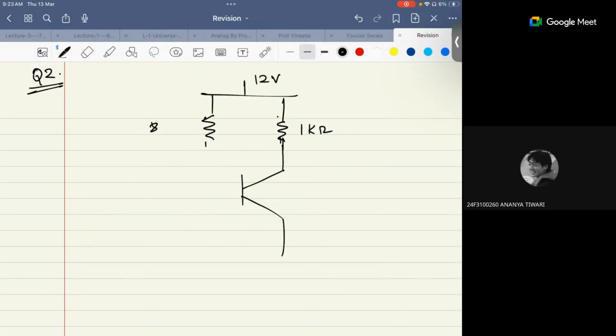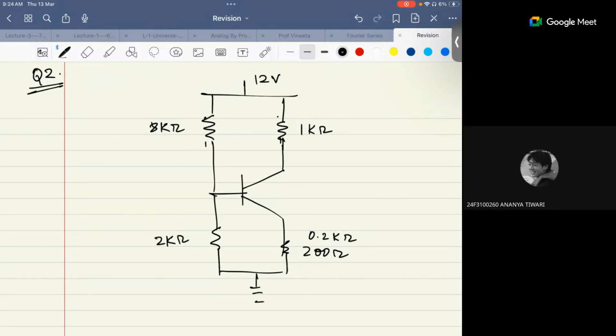So in the exam also it will be in kilo ohm, and you don't have to worry about that. Let's say I'm writing 200 ohm. You always write it as 0.2 kilo ohm. In the equation, just write 0.2; don't worry about kilo ohm or ohm. All the resistance must be in kilo ohm whenever you are dealing with BJT. This is grounded. You have to calculate VC.